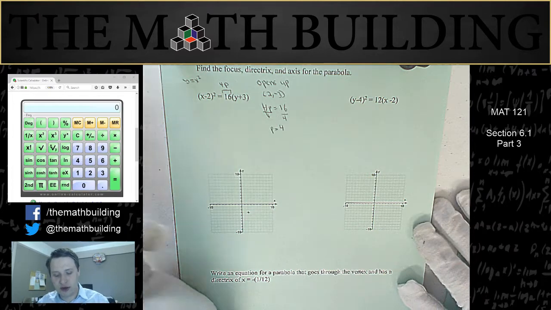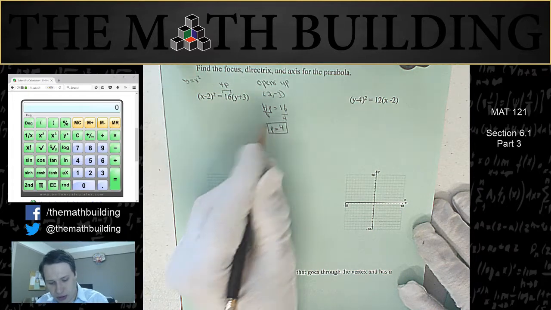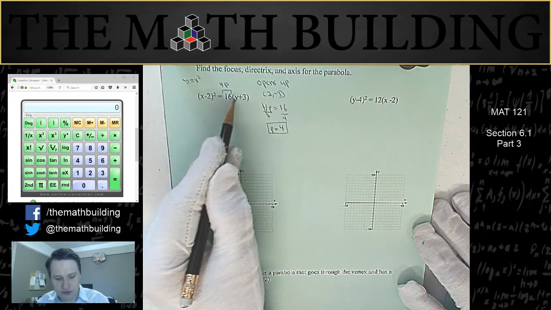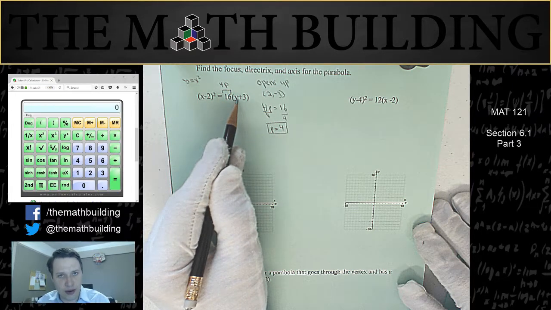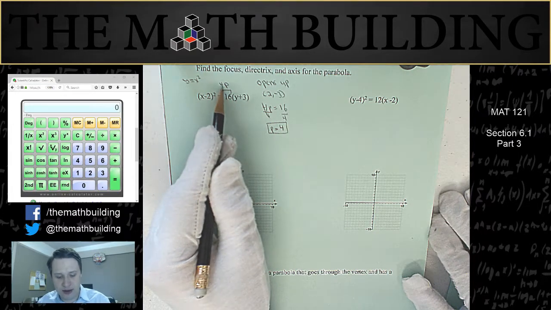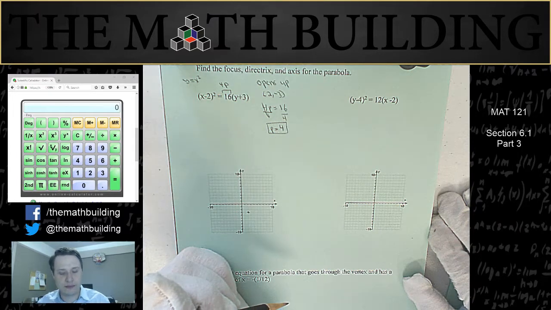Okay? So that's important. You just take the number in front of the term that's not being squared, and you divide it by 4 to get your p value.